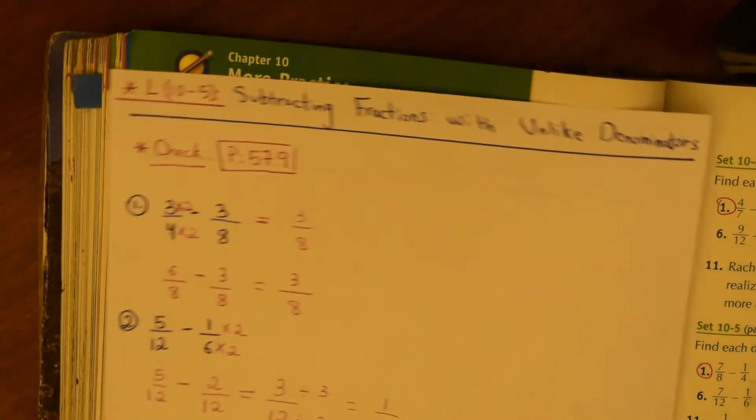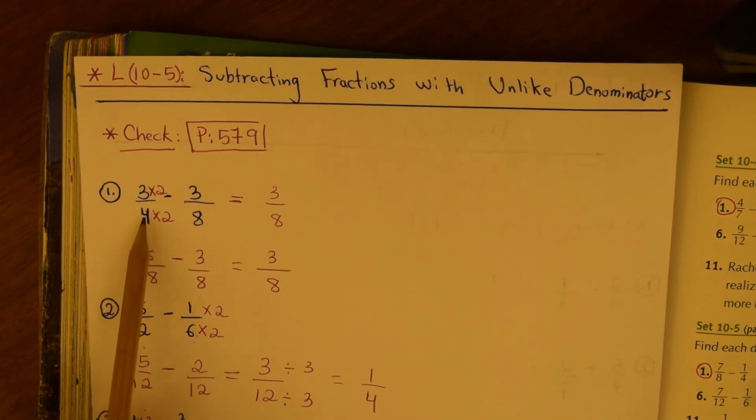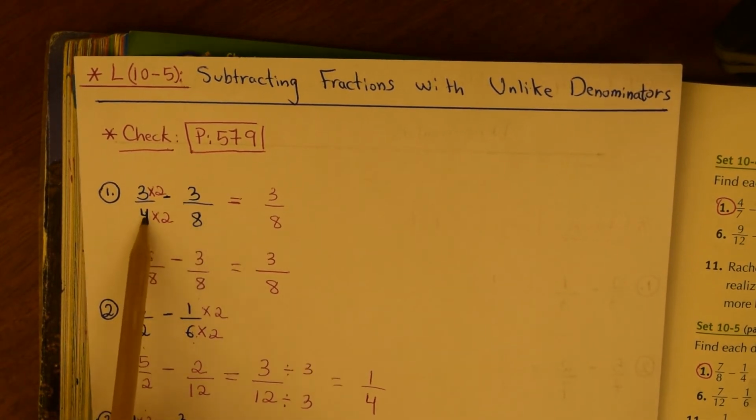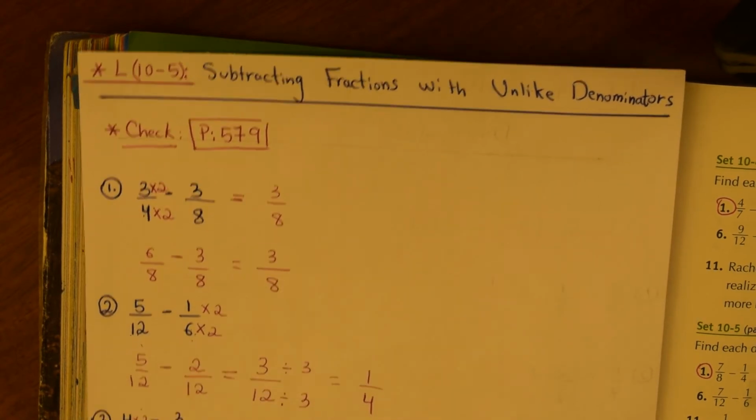But if I have unlike denominators, I can't subtract until I make them like denominators. So here I have 4 and 8. They are different. How can I make the 4 8? I will multiply the 4 by 2 and I will multiply up and down. 3 times 2 equals 6 and 4 times 2 equals 8. I will take this fraction down. 6 minus 3 equals 3 and here I will have the same denominator.